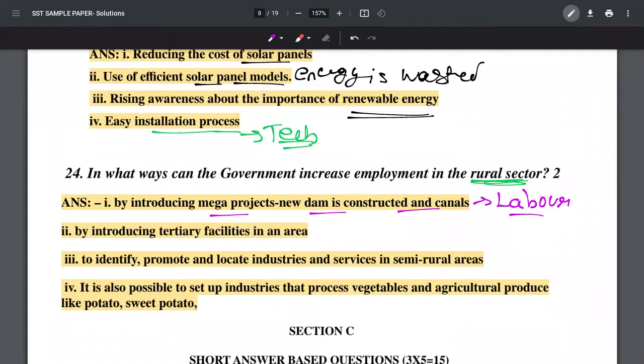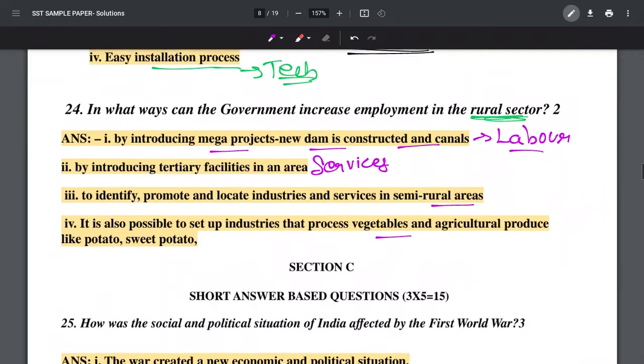Now, by introducing tertiary facilities in an area, tertiary facilities as in those providing services, should be introduced. Also, to identify, promote, and locate industries and services in semi-rural areas. There should be more and more small industry so that people can go and work there. It is even possible to set up industry that processes vegetables and agricultural produce like potato, sweet potato. These things are being produced. Right? That can also be done, isn't it?